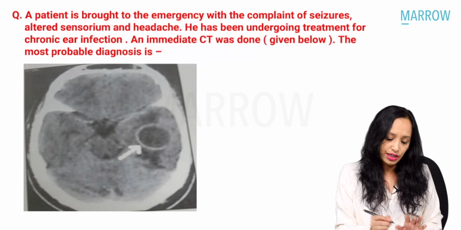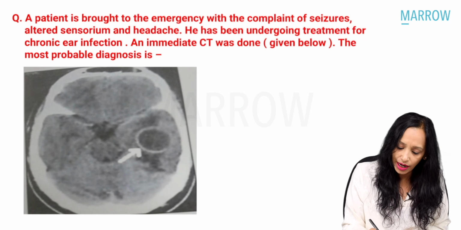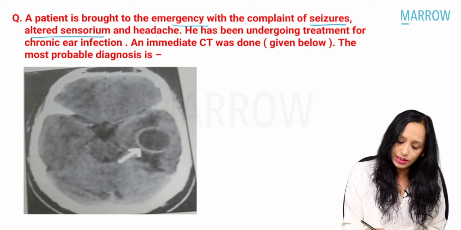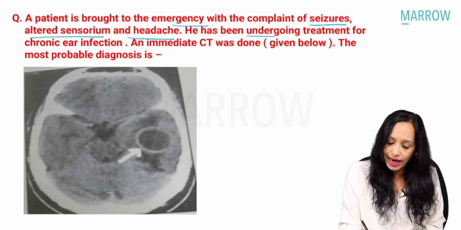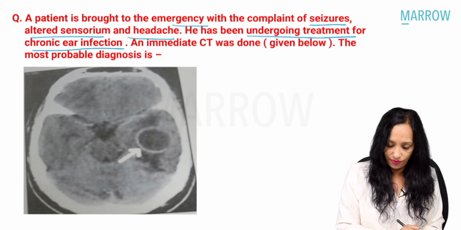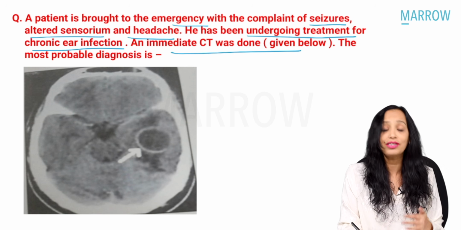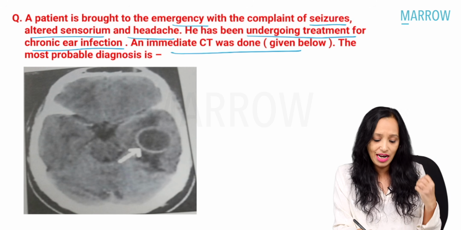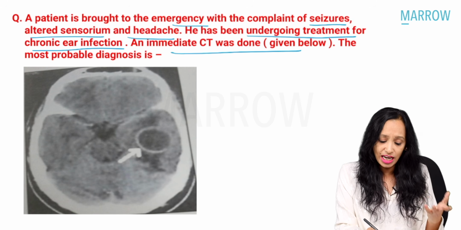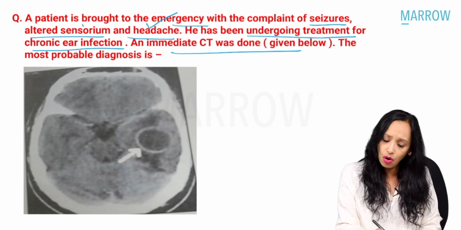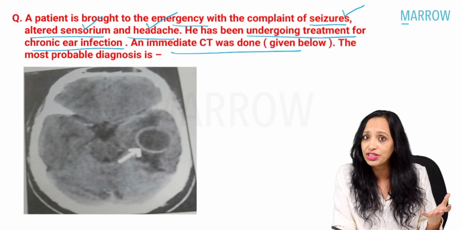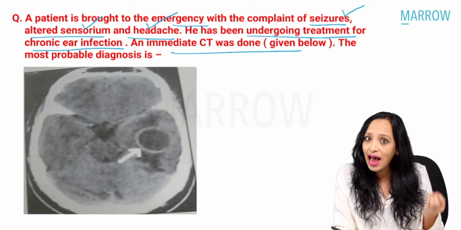So the next question: a patient is brought to the emergency with the complaints of seizures, altered sensorium and headache. He has been undergoing treatment for chronic ear infection. Immediate CT scan was done. Again, what is the history telling you? It is a chronic otitis media, now with some complication. Because headache, altered sensorium, seizures, they tell you that the complication is a temporal lobe abscess.